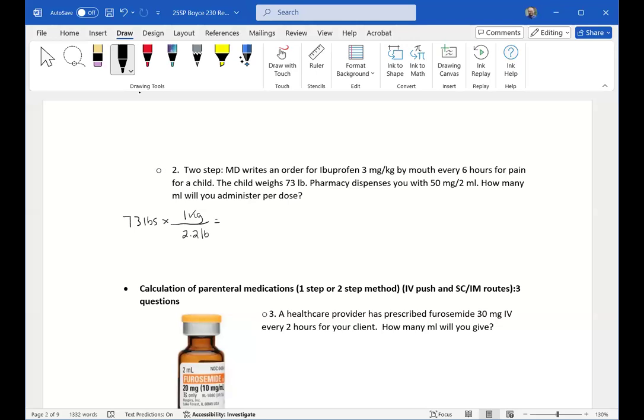Now, some people will say not to do what I'm about to show you, which is to make this one step, get an answer, and then do a second step. But I always like to chop it up just to show you that either way you do this, you're going to get the correct answer. When you take 73 divided by 2.2, you don't get an even number. You get 33.18 repeating.